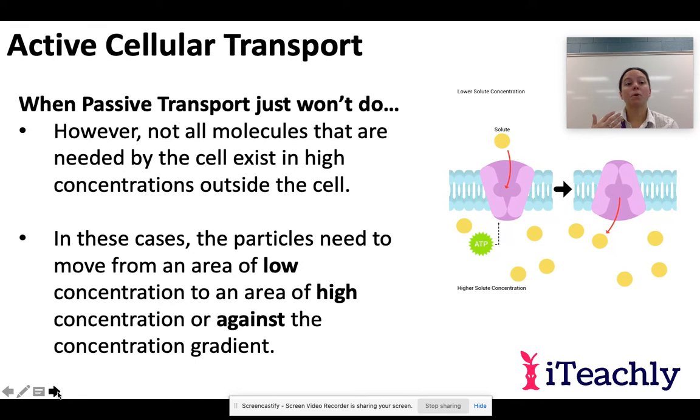So remember, with passive transport, sometimes we can, what was I going to say? Sorry, I lost my train of thought.